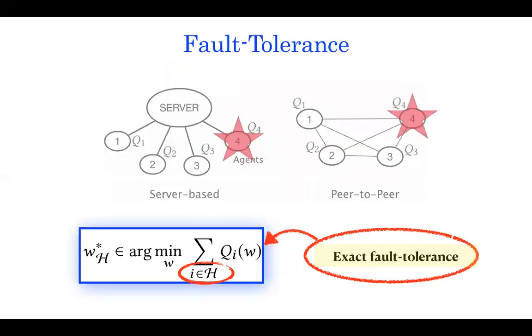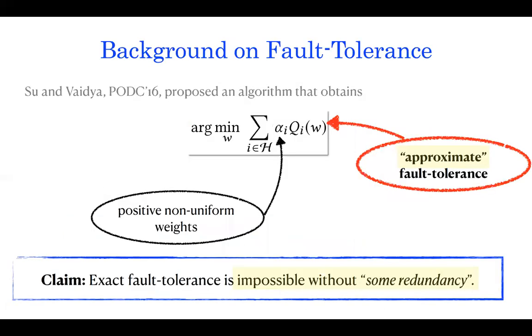As I've just said, minimizing the uniformly weighted aggregate, we'll call exact fault tolerance. Minimizing the weighted aggregate, we call approximate fault tolerance, because these weights may be non-uniform. Now, in their 2016 paper, Lili and Nitin showed that you cannot achieve exact fault tolerance, meaning these weights cannot be uniform, unless you have some sort of redundancy in the system.